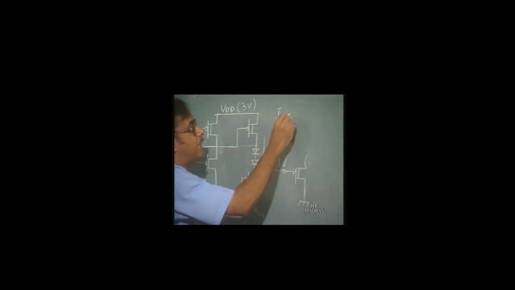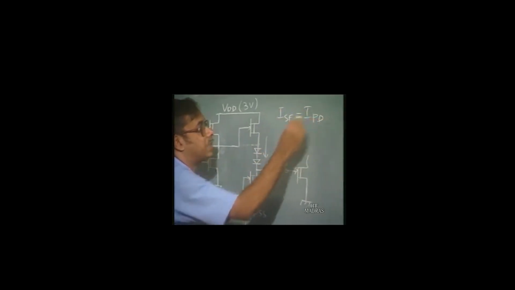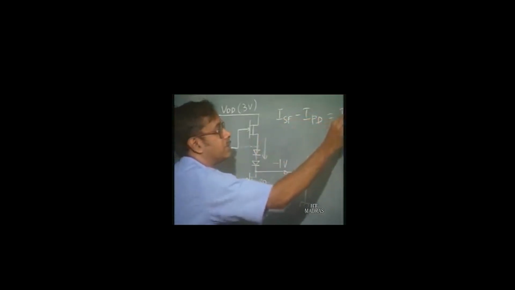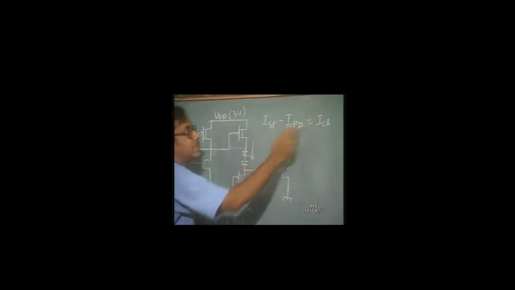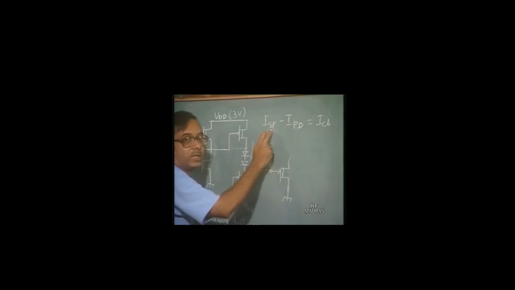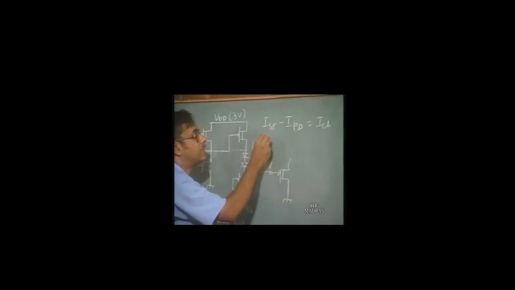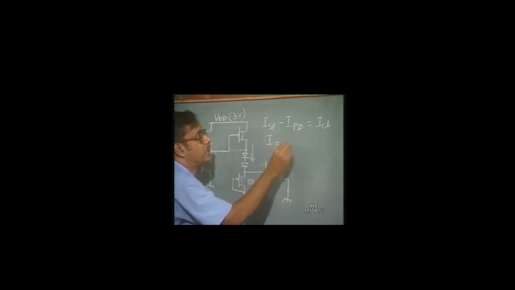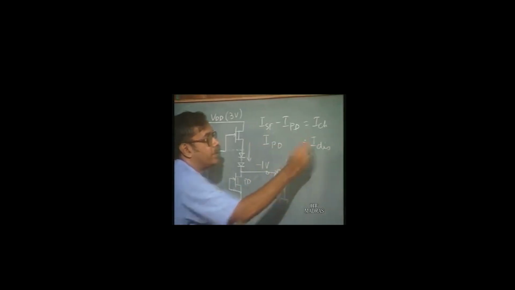The source follower current is going to be very large because the VGS is going to rise to 0.7 volts, and this source follower current ISF minus the I pull down, which is also going to be substantial, is used to charge. So, the charging current is going to be ISF, the source follower current, minus the pull down current, whereas the discharging current is just the pull down current, the charging current of the output capacitance.